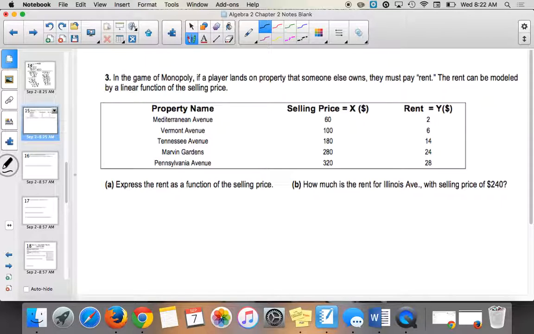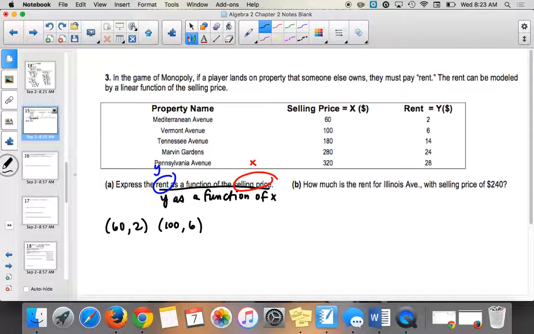So for part A, it says express the rent as a function of the selling price. When you say rent as a function of the selling price, we'll often say y as a function of x. So we're going to make our selling price x and our rent y. And I have that in the table so you can see it. Basically we just need to pick any 2 points. I would probably pick the points that are the smallest. So let's pick the point (60, 2) and then (100, 6). Okay, so let's pick those 2 points, and then we just come up with an equation of a line.